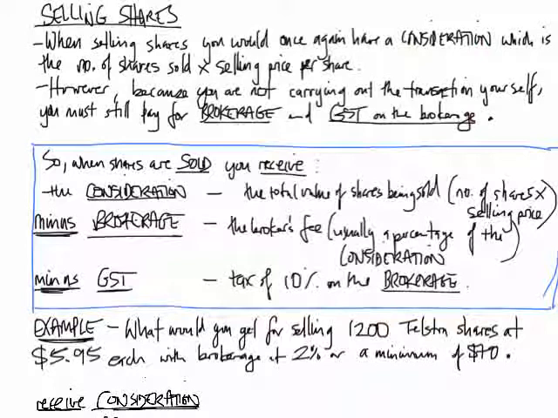So when shares are sold, you receive, unlike before where you pay when you're buying them, the consideration, which is the total value of shares being sold: the number of shares times the selling price. But this time it's minus the brokerage, which is the brokerage fee, usually a percent, sometimes a straight up number. And you also minus the GST from that, which is a tax of 10% on the brokerage.